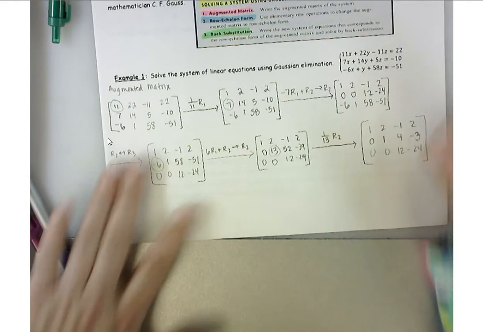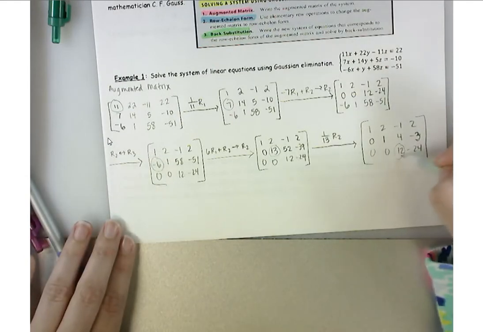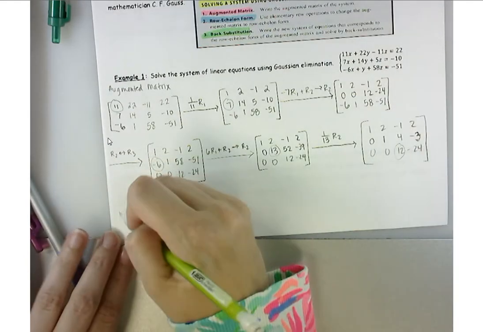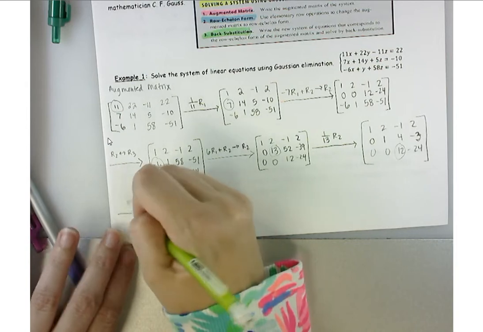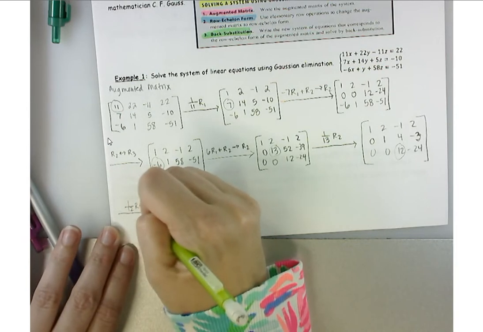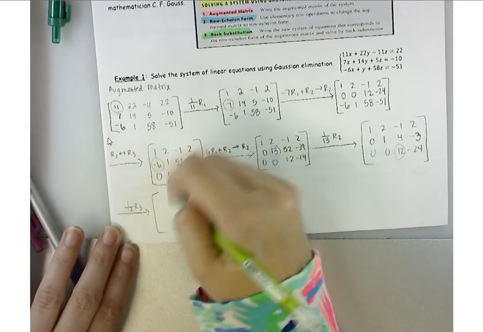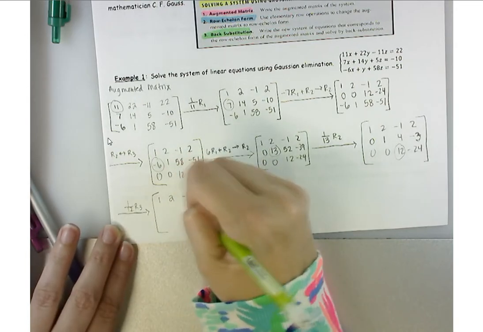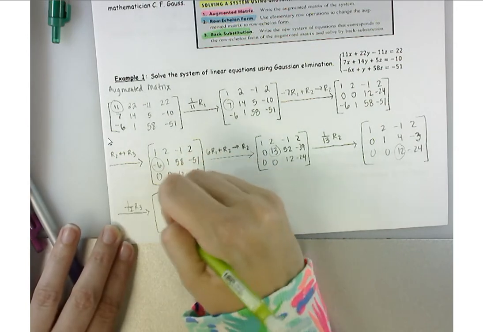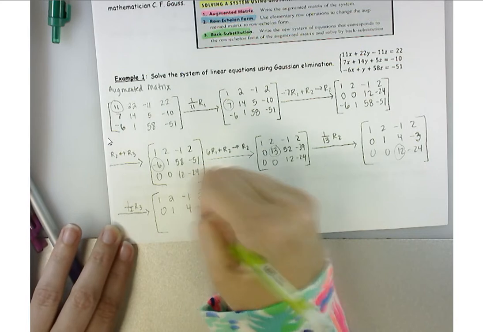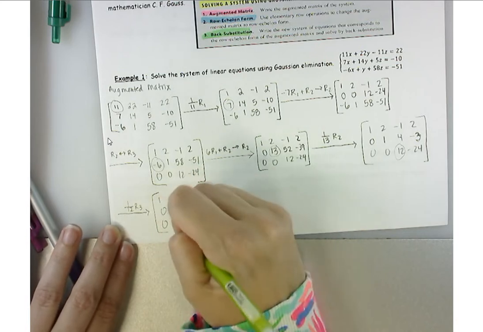Okay, so now I have to make this a 1. And in order to do that, again, I can multiply by the reciprocal. And this is a nice one because every single time we've multiplied by the reciprocal, we've gotten all whole numbers. Isn't that nice? Enjoy it while it lasts.